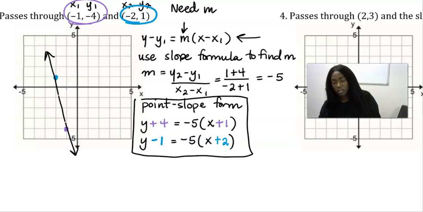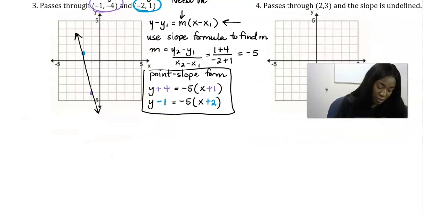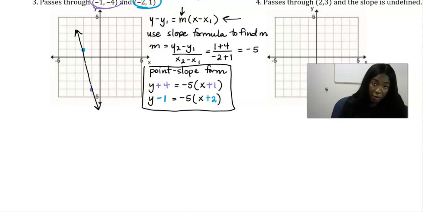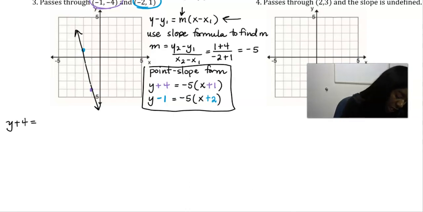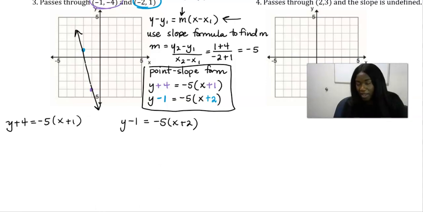Now I'm going to write the line in slope intercept form. To write the line in slope intercept form, all we have to do is solve for y. So it doesn't matter if we take the version of the line with the purple point, or if we took the version of the line with the blue point. If we solve for y, we should get the same thing on both sides because these are supposed to be the exact same line, just written differently.